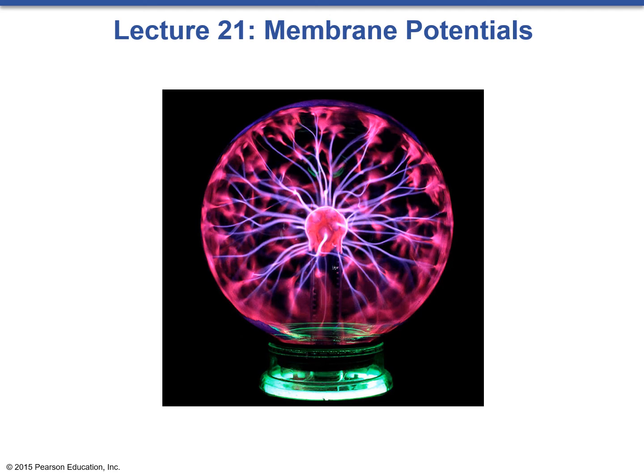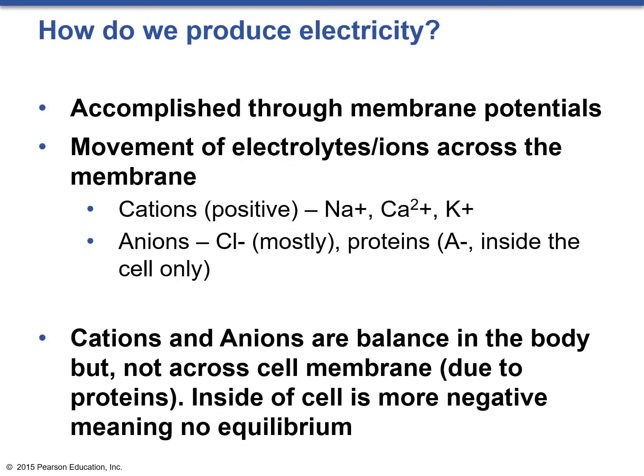This is lecture 21 for Biology 177, covering membrane potentials. Now, we finished the last lecture, lecture 20, talking a little bit about how we produce electricity in our body. To review, electricity is accomplished and produced through membrane potentials.